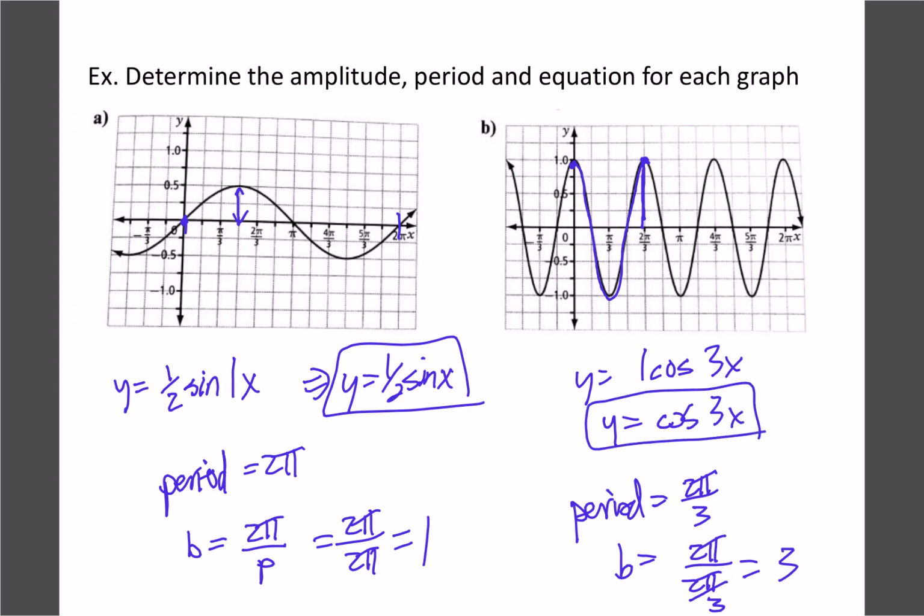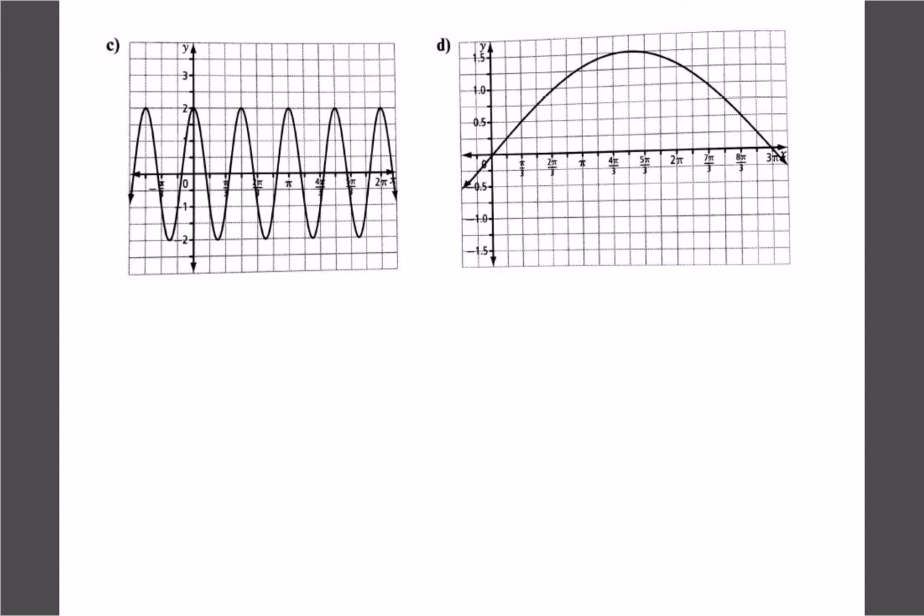So we can see that our graph is 3 times narrower, which looks right. If our original is to 2 pi, we now have a graph that's 3 times skinnier. And let's do a couple more.